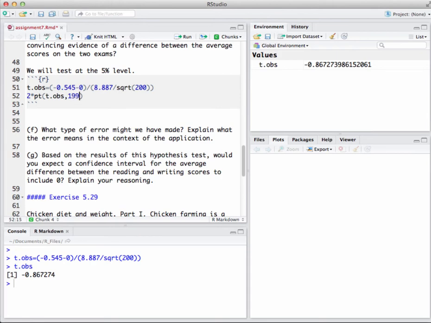All right, cool. Let's go ahead and run that. Make sure I got that in there. And then there's our p-value. It looks like our p-value is 0.3868, rather large p-value, okay?